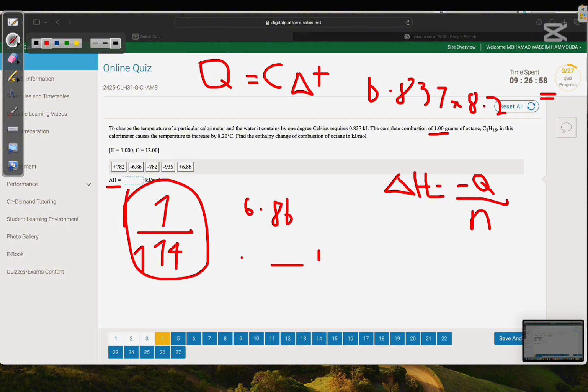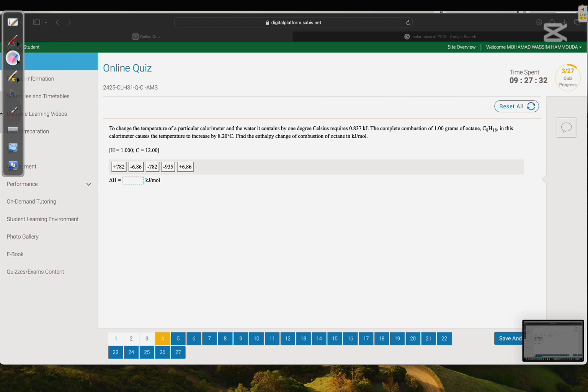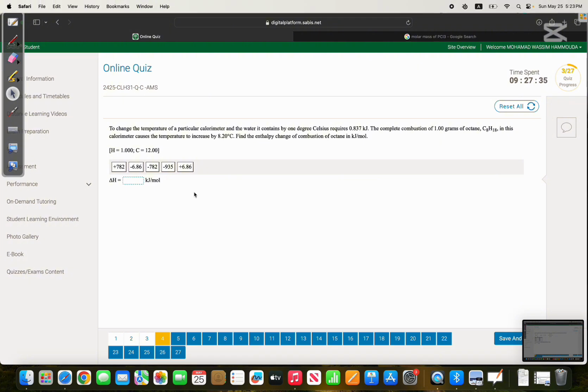So negative 6.86 divided by 1 over 114, which is basically negative 6.86 times 114, right? Okay, 6.86 times 114. Don't forget the negative sign, and that will give us negative 782.4.